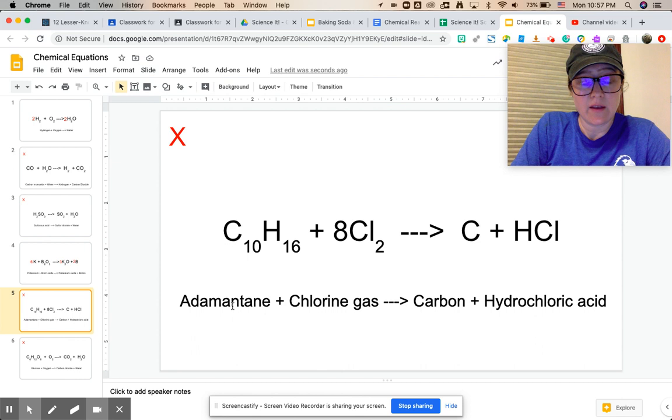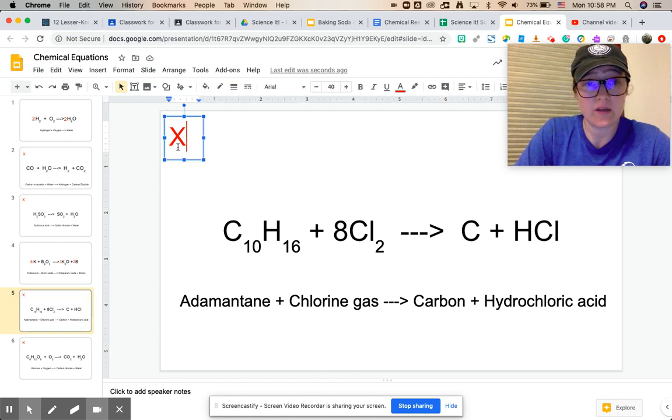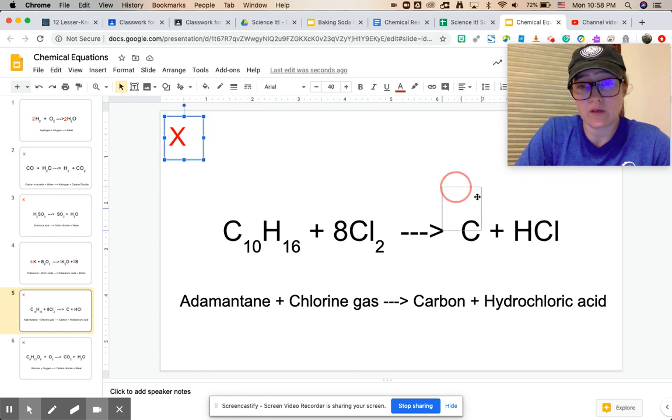This is adamantane plus chlorine gas gives you carbon plus hydrochloric acid. This one was a little trickier, so I started out with this right here. If you want to pause this video and try to do it yourself before I go through it, that's great. You should absolutely 100% do that. Let's look at this. Right here I have 8 times 2, which is 16. So I have 16 chlorines.